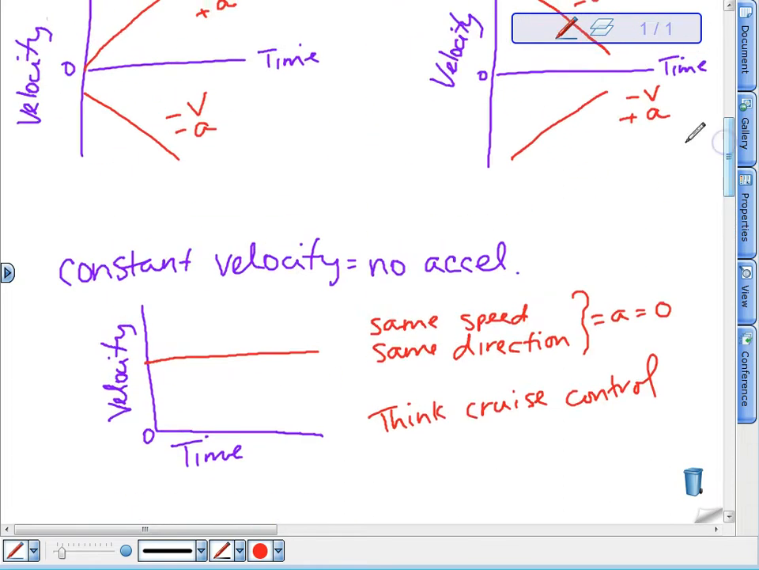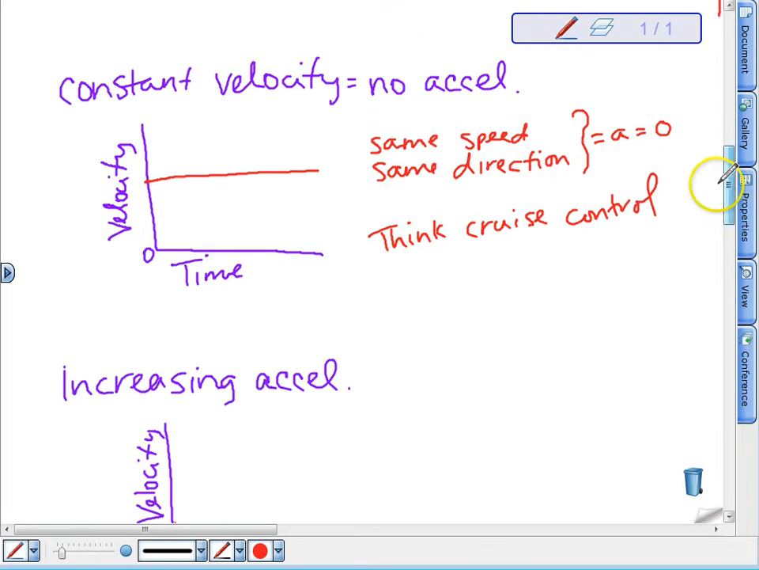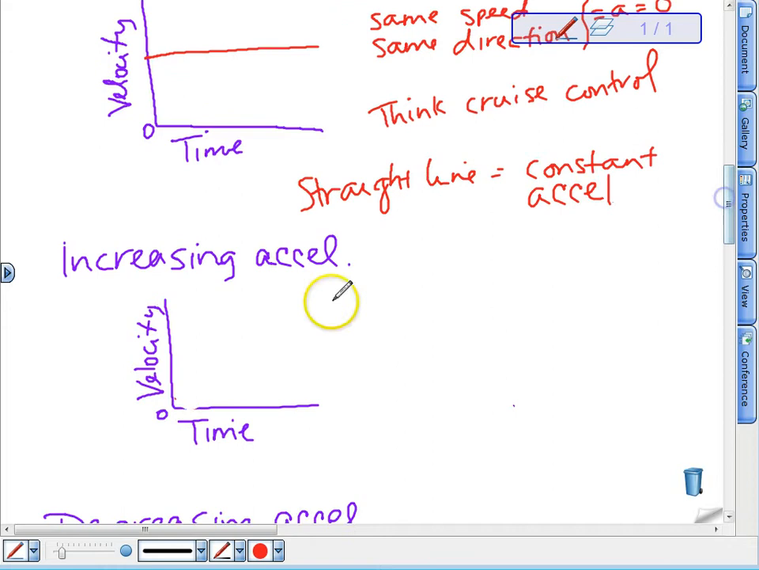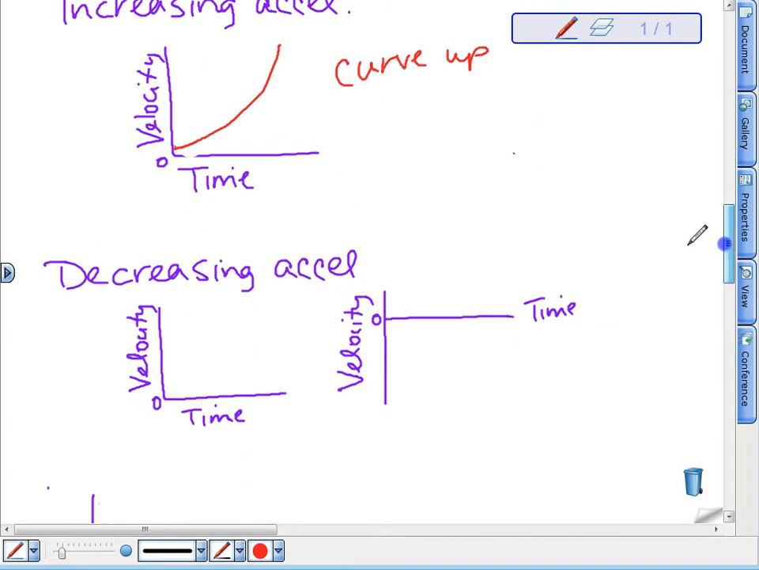Notice all of these have been straight lines. So a straight line tells you have a constant acceleration. But you don't have to. You could have changing acceleration. You could have increasing acceleration, meaning it would curve upward. Or you could have decreasing acceleration, meaning that it would curve downward.